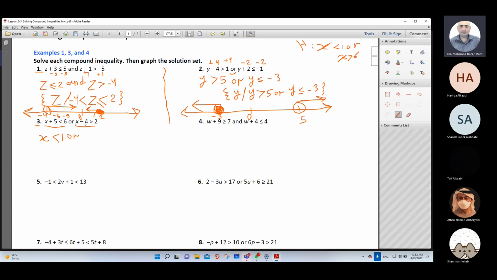Or the same idea here, try to remove negative 4. So add 4 to the two sides. 4 plus 4 will be 0. So x greater than 2 plus 4 will be 6. So the set of the solution: x such that x less than 1 or x greater than 6.